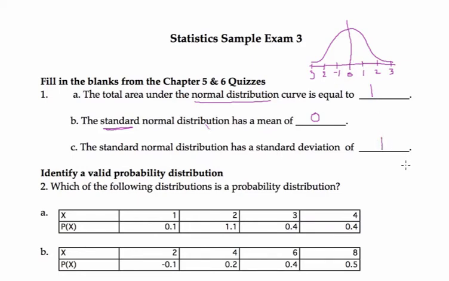Other things to notice, look at the z-scores. The z-scores can be positive or negative. A positive z-score means that your data value is above the mean. A negative z-score means that your data value is below the mean. But the probabilities, the area under the curve, are all positive numbers between 0 and 1.